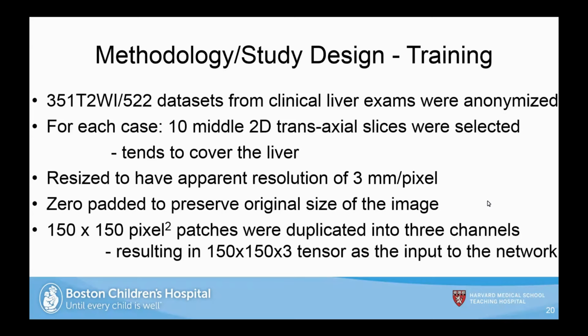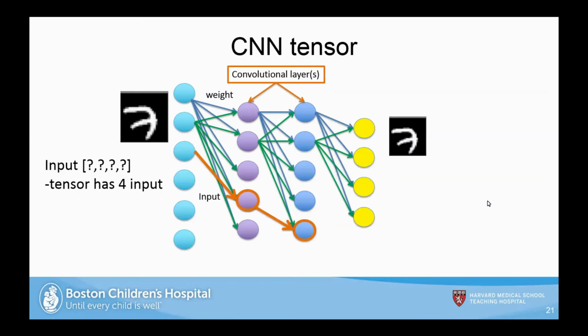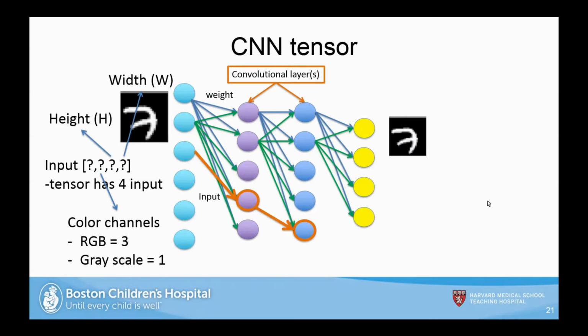And basically, the tensor is just an input, and you have four spots. So the first two here are just the width and the height of the image, and then the third one here is the color channels. So you put three for RGB, which is what they did. If you want it to be grayscale, then you put one. And this one here is for the number of images that are being used. So in their case, for the training data, they would have 351.